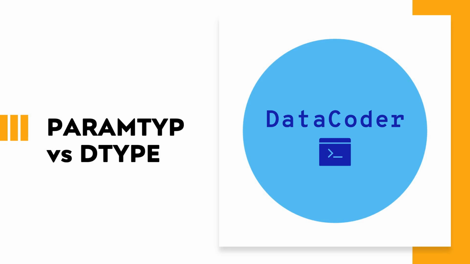In this video, I am going to discuss two variables in the BDS structure of the ADaM dataset, that is PARAMTYPE and DTYPE. So let's discuss what these variables are and what the use of these variables is in our ADaM dataset.